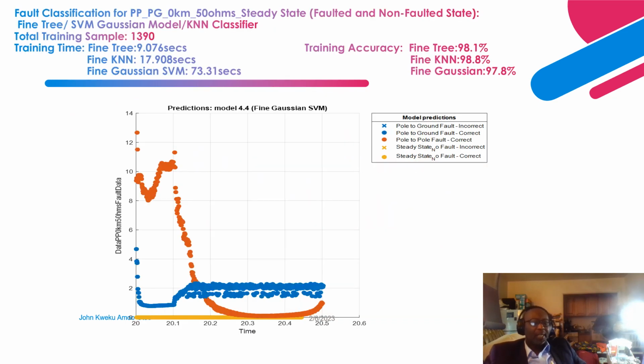Next, it's for the fine Gaussian. This is the scatter diagram. Same thing, total training samples. As you can see over here, this is where the misclassification comes from, the crossover from here. You can see some points over here.